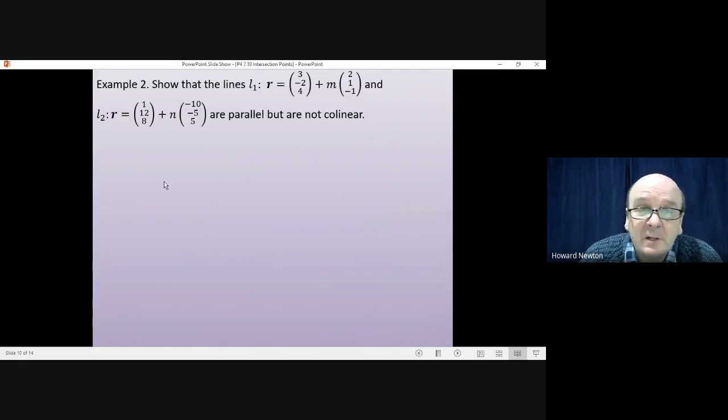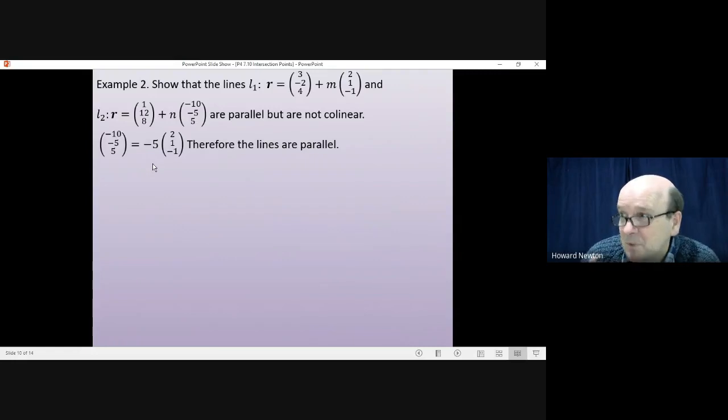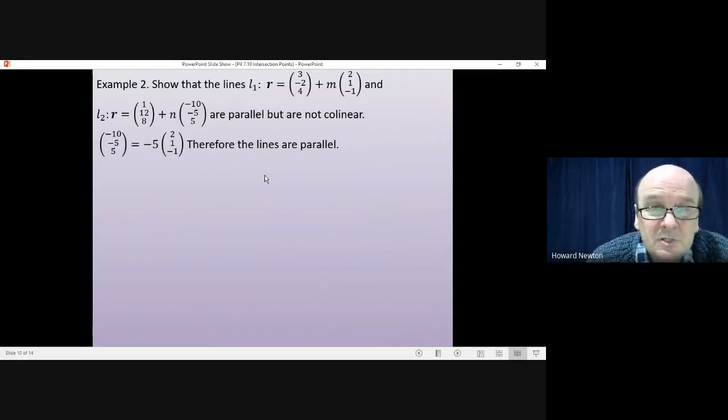Okay, let's have a look. So first of all, I need to show the lines are parallel. That means I need to look at the two directions. So the direction of the second line is equal to a multiple of the first line. That means the lines are parallel to each other.